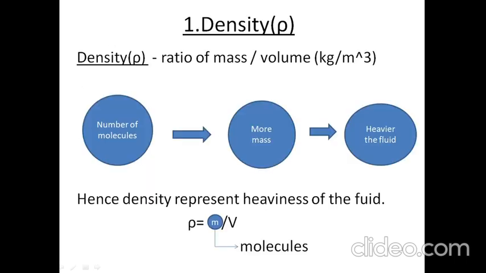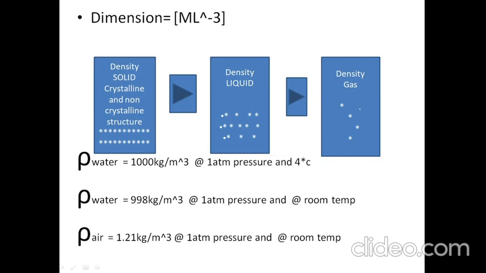Let us start with the first property of fluid, which is density. Density is defined as the ratio of mass per unit volume. Its unit is kg per meter cube. The number of molecules represents the mass. The more the mass, the heavier the fluid. Hence, density represents the heaviness of the fluid. Density is equal to mass per unit volume. Mass represents the molecules. That's why density represents the heaviness of the fluid.